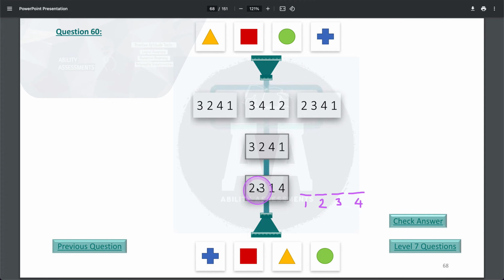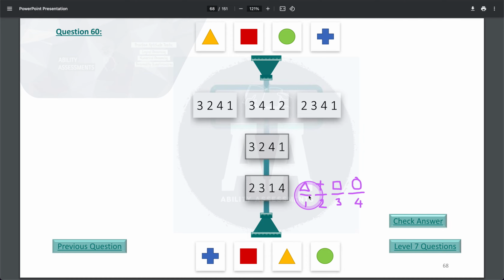So the cross goes to position number 2, and we put the cross in position number 2. The square, come back to the operation, it will tell you it should be in position number 3. So we put it in position number 3. And then the triangle, it's telling you it should be in position number 1, so you put the triangle in position number 1. And finally, the circle, it's telling you it should be in position number 4. So the circle is over here.